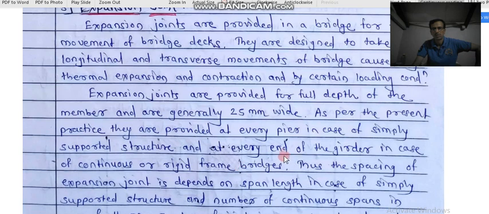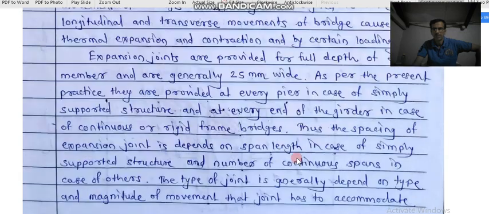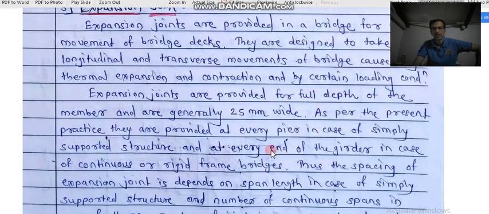For simply supported structures, the span, that is the distance between the two expansion joints, is at each pier, and for continuous bridges, they are provided at every end of the girder. So this is about the various types of joints.